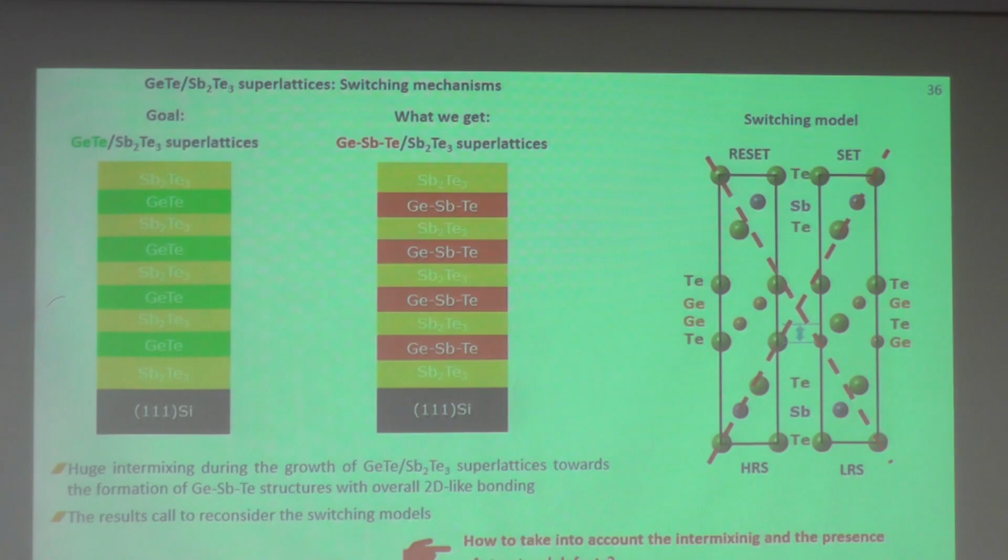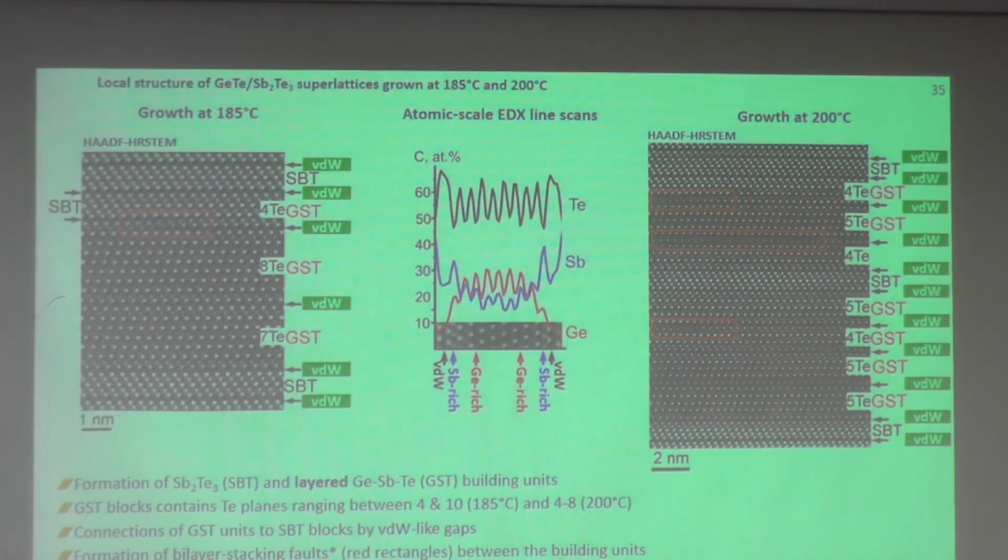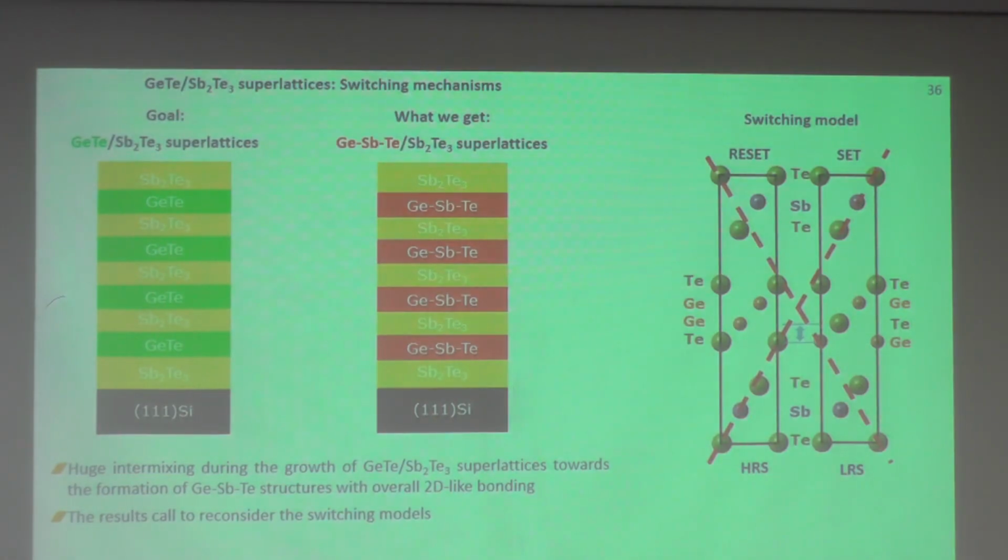And the next question is how to account for the intermixing and the presence of structural defects, because in this superlattice case, you can also find a huge number of bilayer stacking faults, which are also observed in single-phase materials. But here, this is also an intrinsic property of such superlattices, and the question is how can we take it into account, and how can we consider it? Can we think about new switching models?